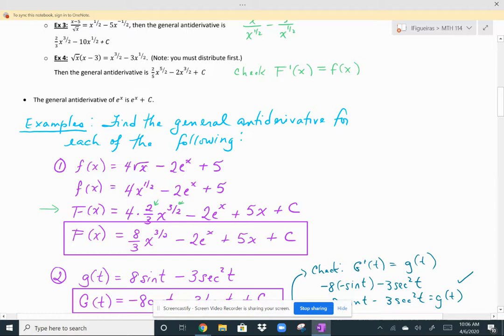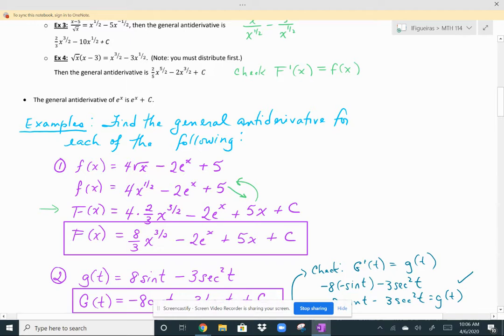Then we move on to the next term. So we have 2e to the x. Remember, the antiderivative of e to the x is just itself. So this remains the same. And then what's the antiderivative of a constant? Well, remember, it's not a derivative, so it's not 0. The antiderivative just means that you attach the variable to it. So the antiderivative of 5 is 5x because the derivative of 5x is 5. So you should be able to go back and forth easily.